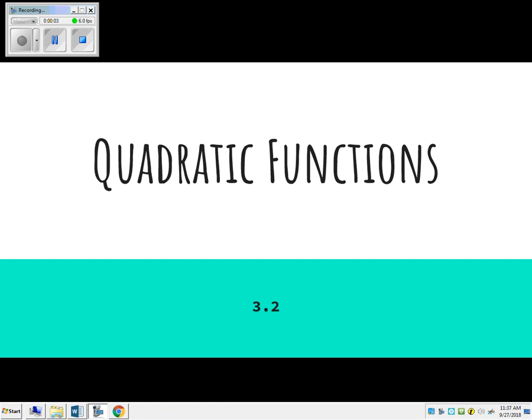So we got quadratic functions. This is going to take a couple days to get through. We've already solved quadratic functions. That's when we did the completing the square, factoring, quadratic formula back about a month ago. Now I want to focus today on graphing quadratic functions.